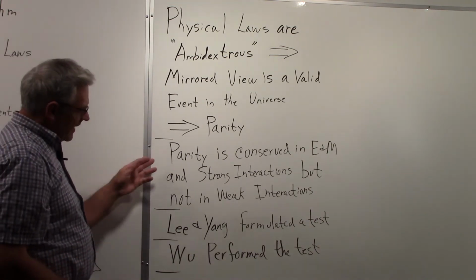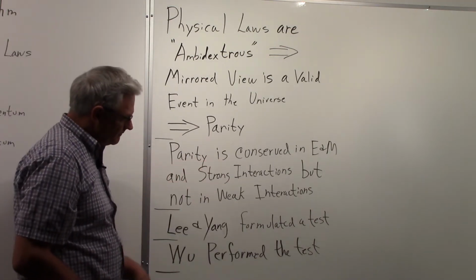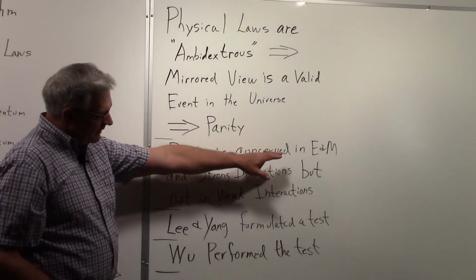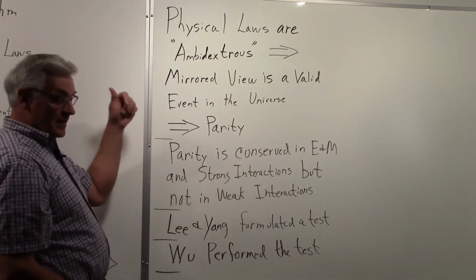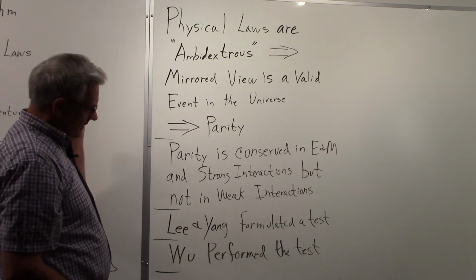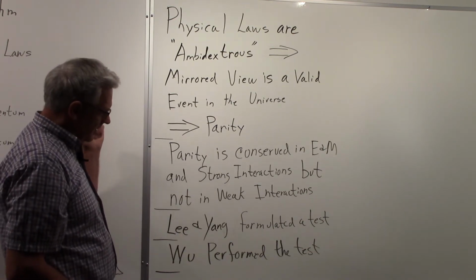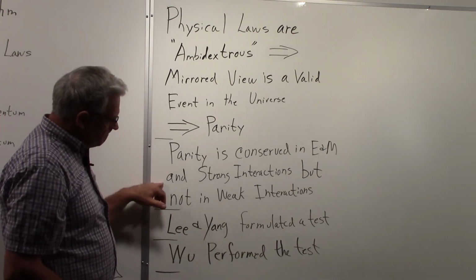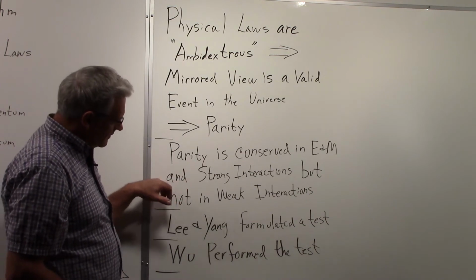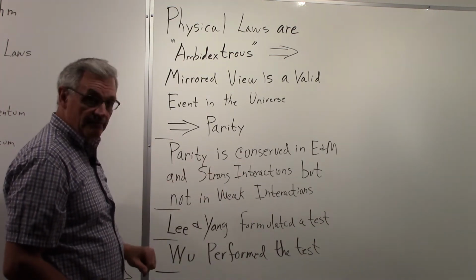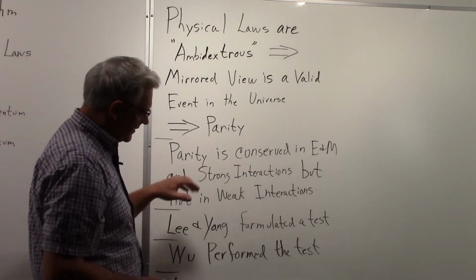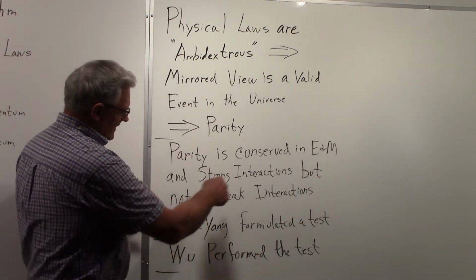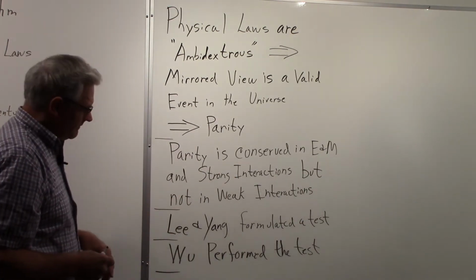Now, parity is conserved in E&M, electricity and magnetism, and that's what we demonstrated back when we did those examples in part 1 and part 2, in a sense. It's also conserved in strong interactions. We're not going to talk about strong interactions. But it is not conserved in weak interactions.